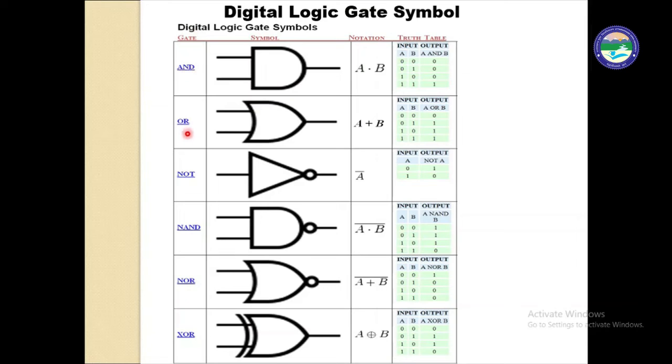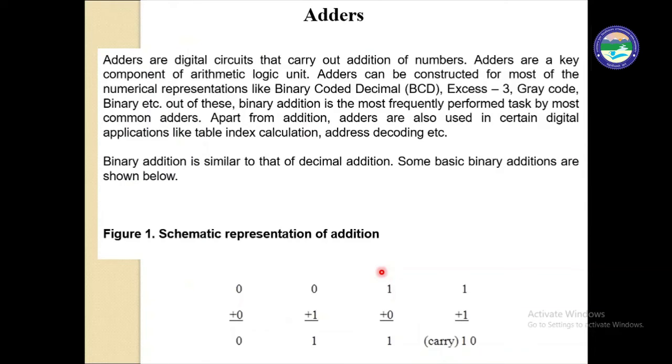Then we have seen the OR gate. This is the symbol, notation and truth table. We have also read about the NOT gate, NAND gate, NOR gate and XOR gate. These are the corresponding symbols with their notations and truth tables. So we have understood about the different types of logic gates.